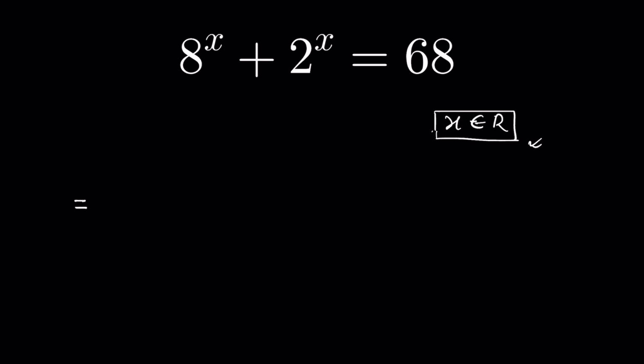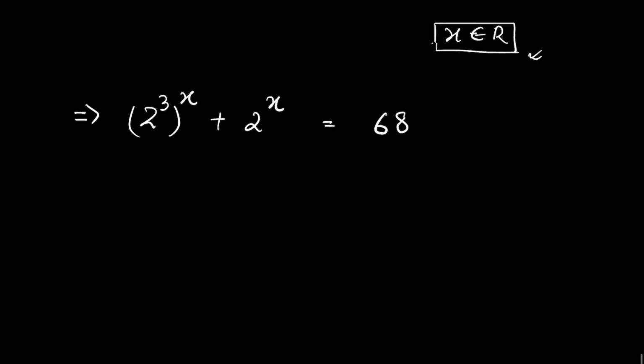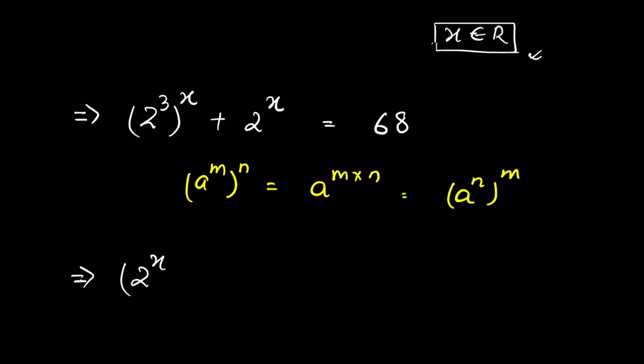Now let's try. 8 to the power x, we can write it as 2 to the power 3, then whole to the power x, plus 2 to the power x is equal to 68. Now we know when a raised to the power m, whole raised to the power n, is equal to a raised to the power m times n, and with the rule of interchange we can also write it as a raised to the power n, whole raised to the power m. Therefore we can write it as 2 to the power x whole to the power 3, then plus 2 to the power x.